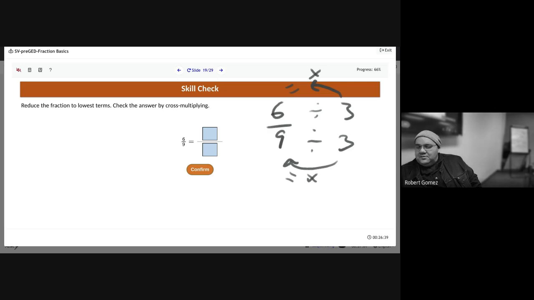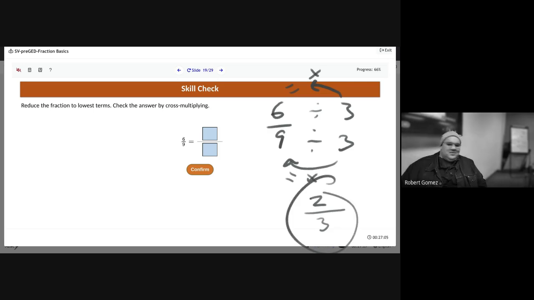So 3 times 2 is 6. So that's going to give us 2 on the top. So 6 divided by 3 is 2, because 3 times 2 is 6. And 3 times what is 9? 3. Yeah, there you go. So 3 times 3 is 9. So we know that 9 divided by 3 is 3. That's going to be our answer. We can't go any lower than that, okay?